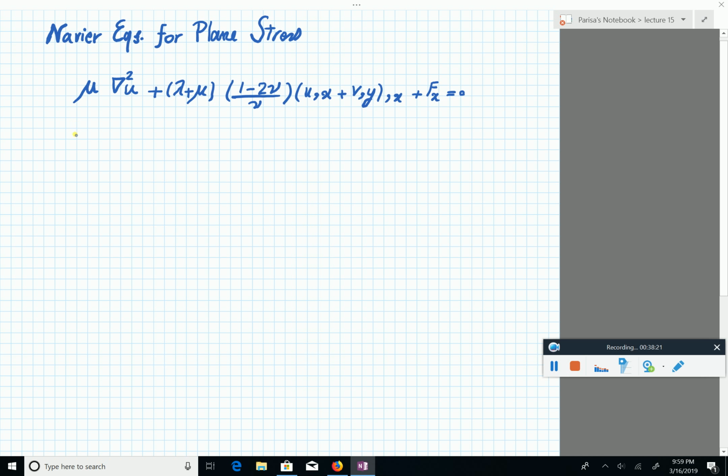And then we have mu Laplacian v plus lambda plus mu times (1 minus 2 nu over nu) times (u,x plus v,y),y plus fy equal to 0.